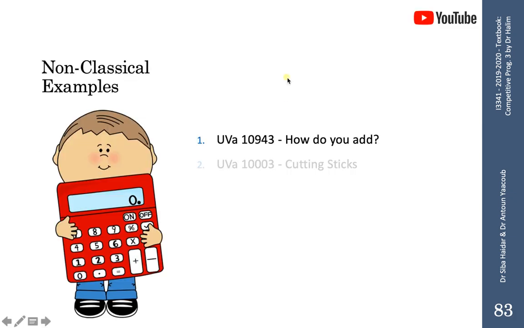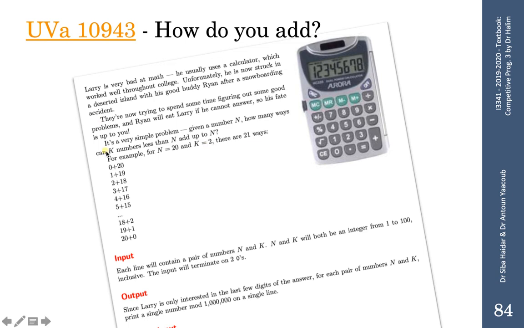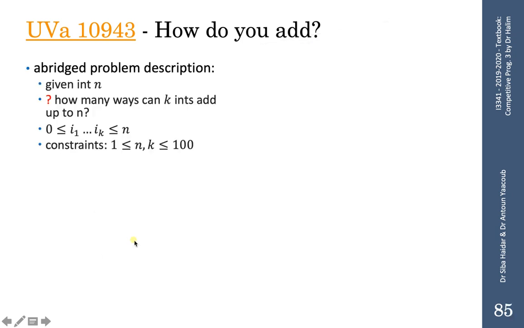So let's consider this non-classical example, UVA 10943. How do you add? It's a very simple problem. Given a number n, how many ways can k numbers, where k is given also, less than n add up to n? For example, n equal 20, k equal 2. You have 21 ways, which are way number 1, 0 plus 20, way number 2, 1 plus 19, etc. You have 21 ways in all. So this is the question.